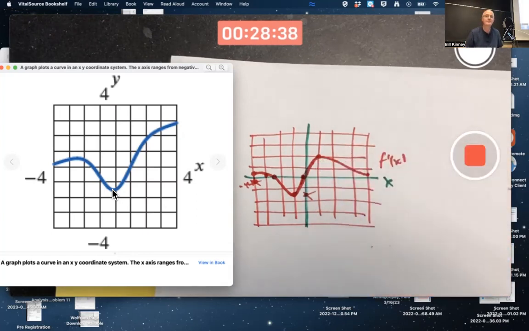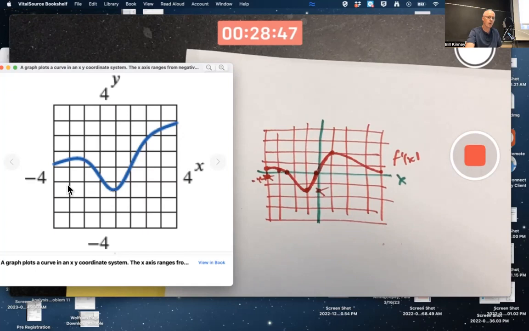Another question? You're wondering what this is here? I think this negative 4 is referring to x being negative 4 right there. x is negative 3 right here, negative 2 right here, negative 1, 0, 1, 2, 3, 4. It's a little bit strange way to mark the graph, but I think that's what they mean.